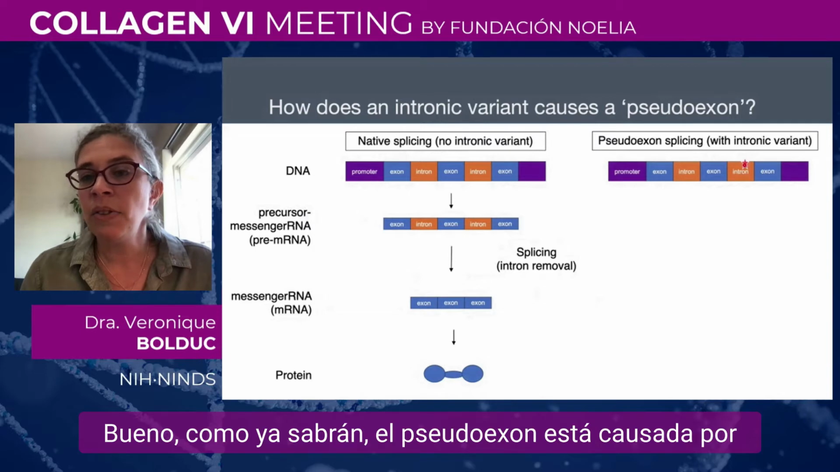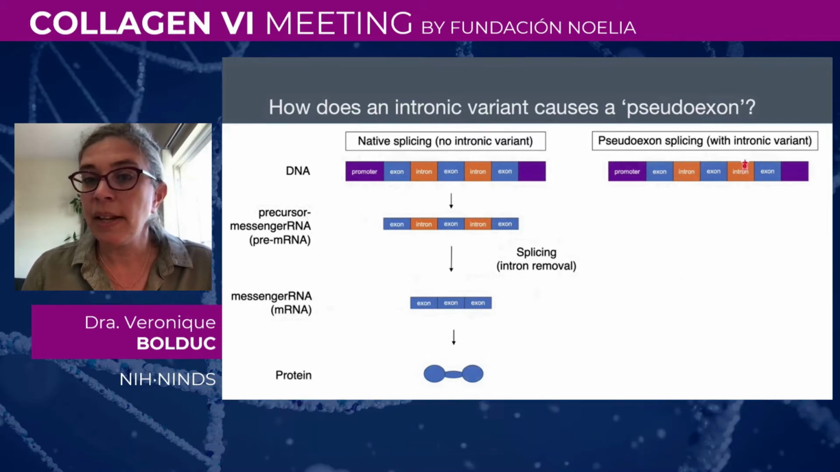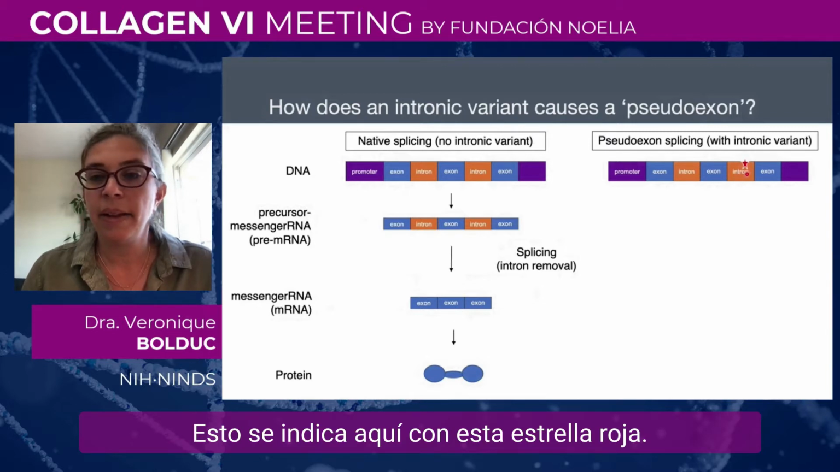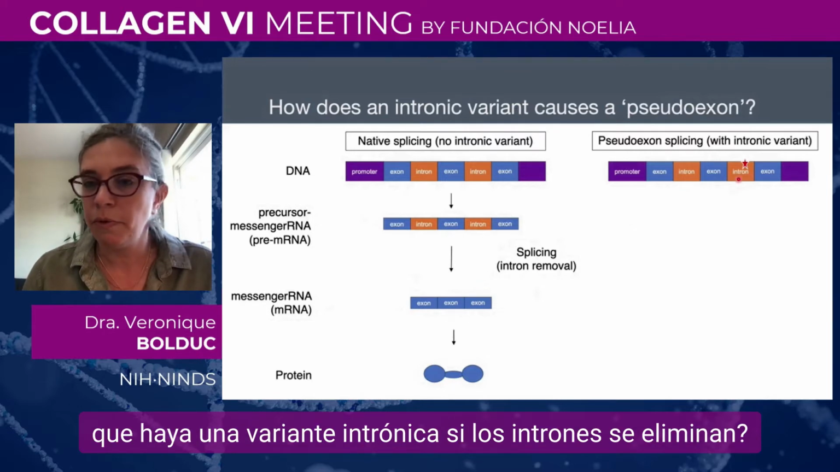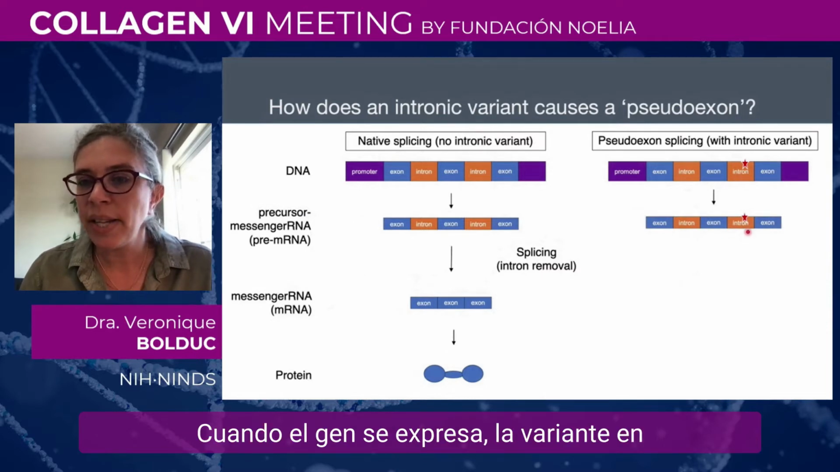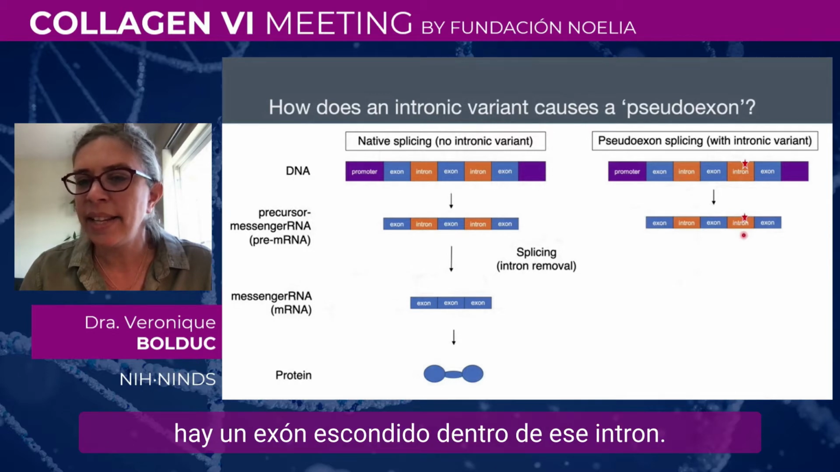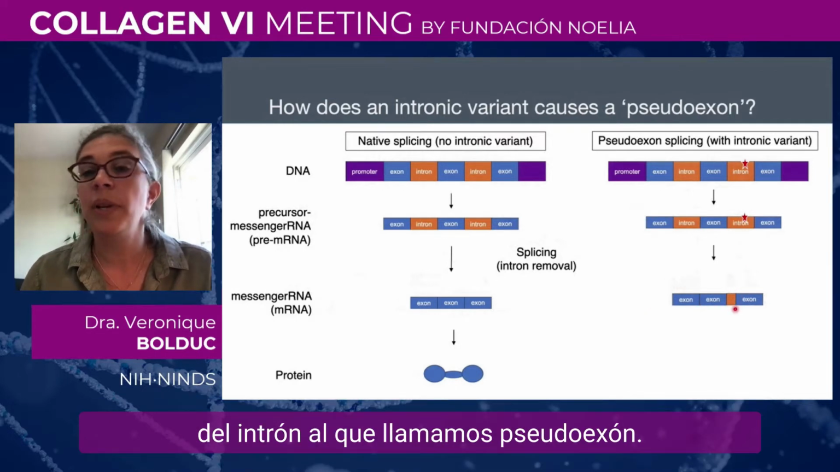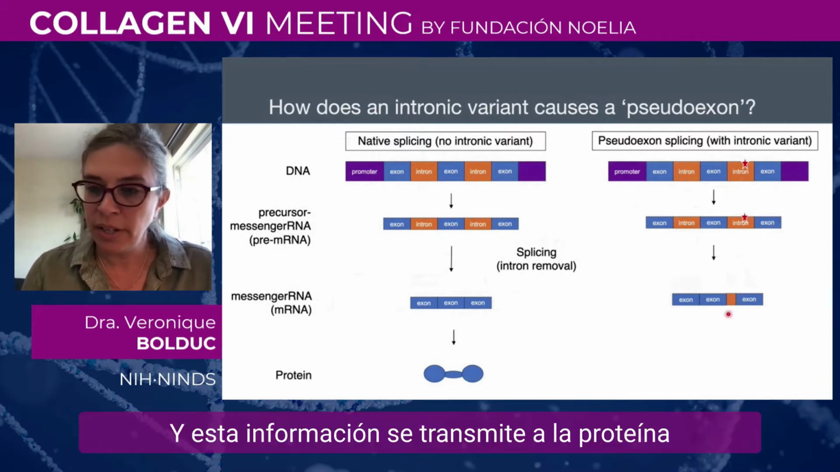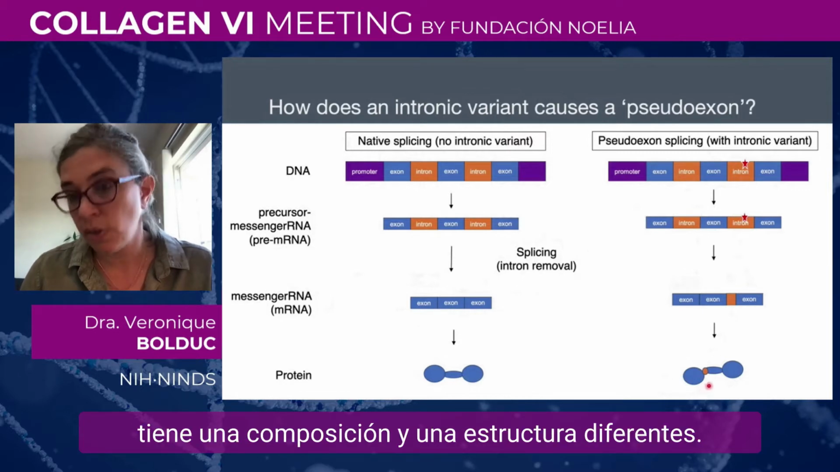Well, as you may know, the pseudoexon is caused by an intronic variant, a single nucleotide change in the DNA. This is illustrated here with this red star. You may think, why does an intronic variant matter since the introns are removed? Here's why. When the gene is expressed, the variant in the intron tricks the cell into thinking that there is an exon hidden inside this intron. And during splicing, it leaves behind a little piece of the intron that we call pseudoexon. And this information is passed on to the protein, such that the protein now has a different composition and structure.